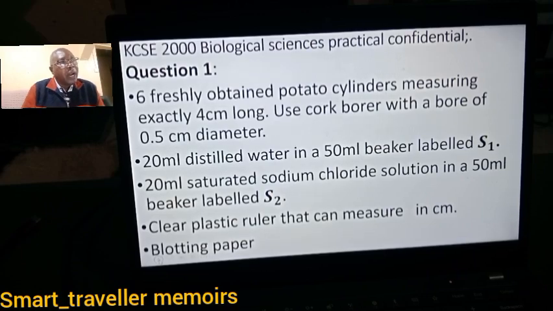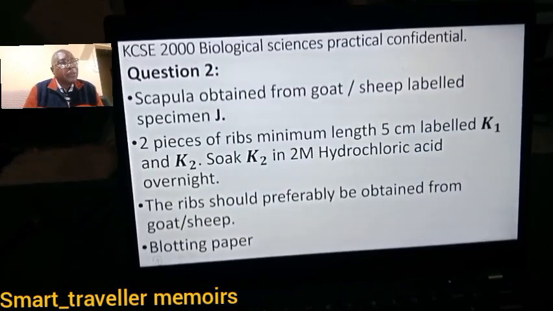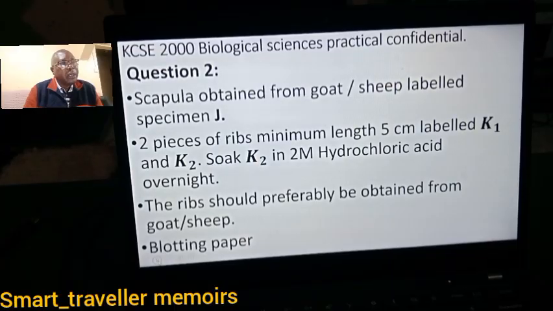Question 2 requires a scapula obtained from goat or sheep labeled specimen J, 2 pieces of ribs minimum length 5 centimeters labeled K1 and K2, soak K2 in 2 molar hydrochloric acid overnight. The ribs should preferably be obtained from goat or sheep. Blotting paper.